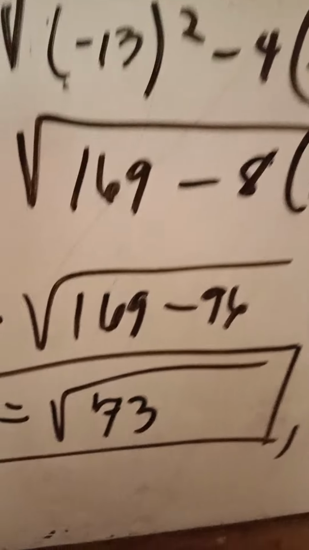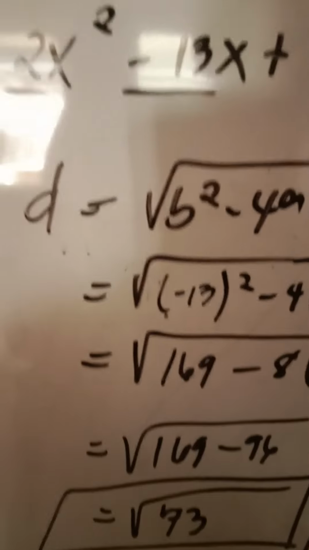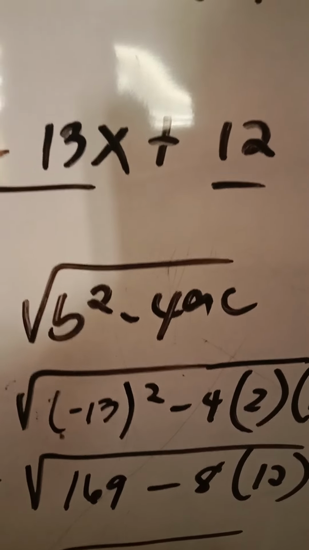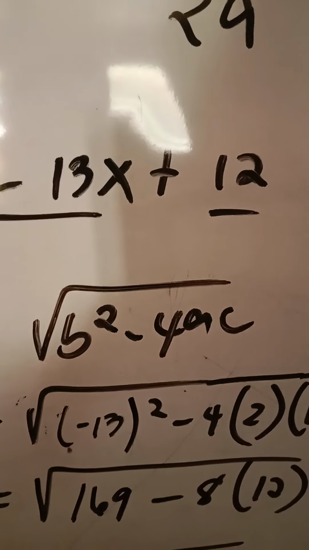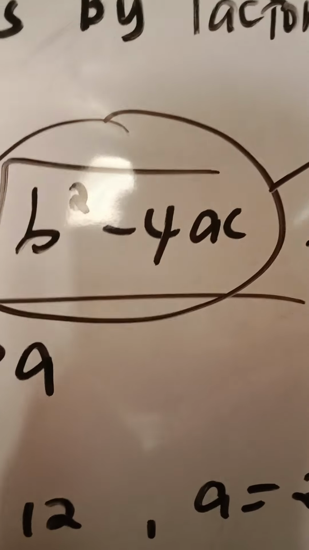Since 73 is not a perfect square, our equation is not a perfect square, or not factorable. So that's how you identify if the equation is factorable or not factorable using the discriminant of the quadratic formula, which is the square root of b squared minus 4ac.